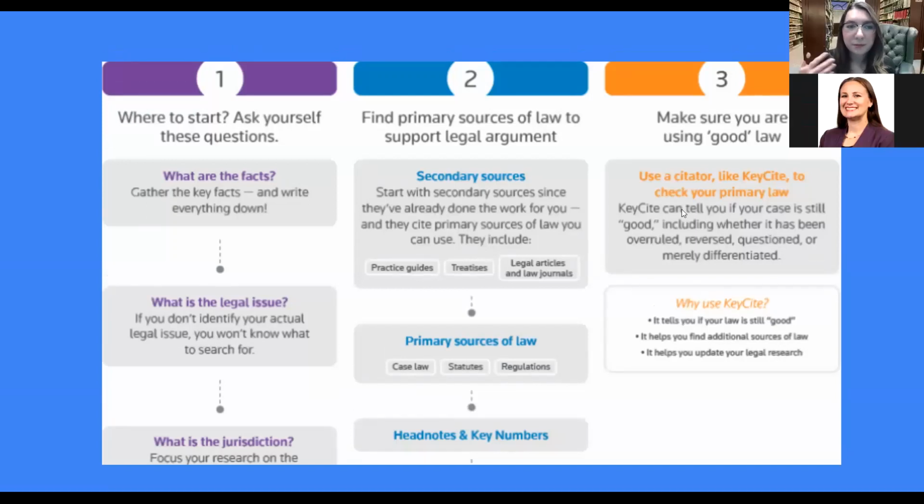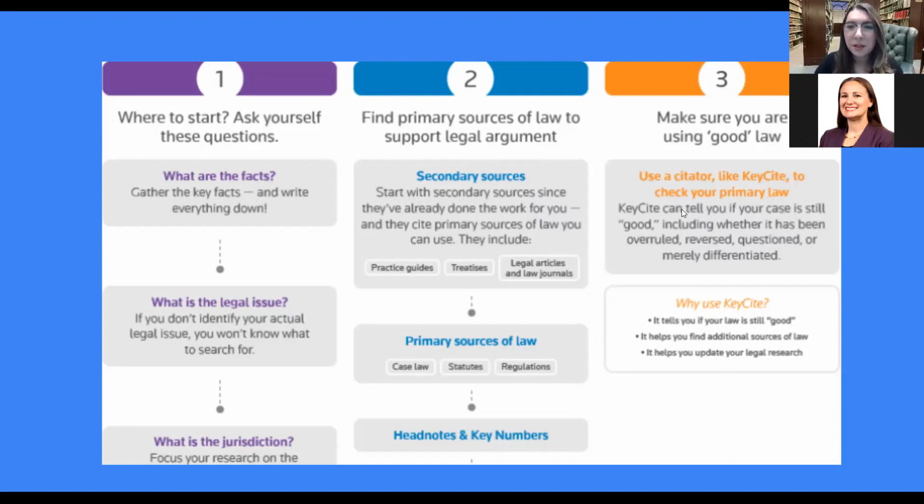Something to start questioning is what are the facts? Gather the key facts and write everything down. Next, you're going to determine what is the legal issue. That often comes into my thought process when we receive reference requests here at the law library, because it's hard to determine what the legal issue is in the middle of a long story. So part of navigating that is to take the story and then bring up, you know, what is the legal issue here? Is it this or is it this?